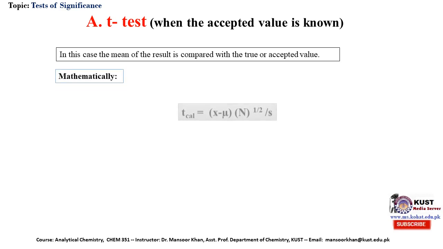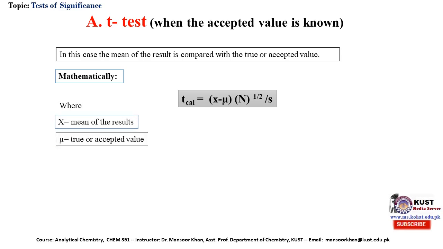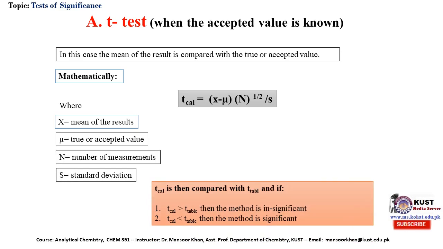Mathematically, the t value is calculated, which is equal to x minus mu times the square root of n, divided by the standard deviation, where x is the mean of the results, mu is the true or accepted value, n is the number of measurements, and s is the standard deviation. So this is basically the conclusion that we will take from this t-test.